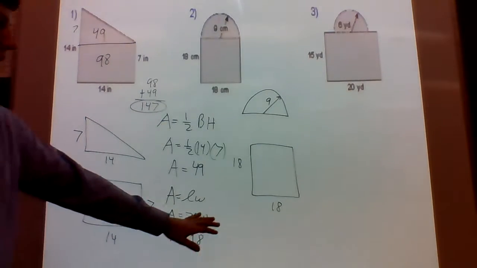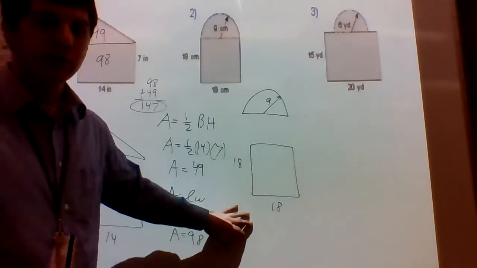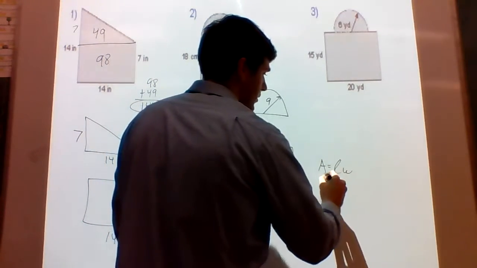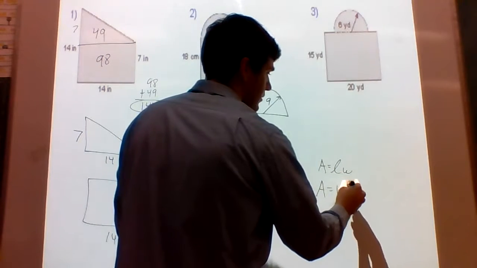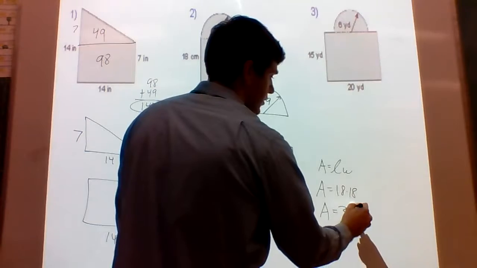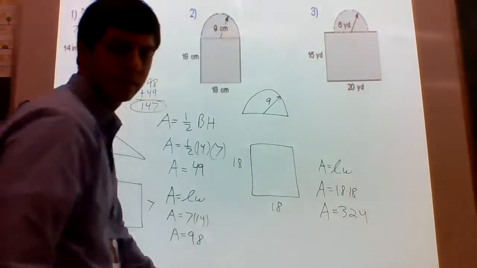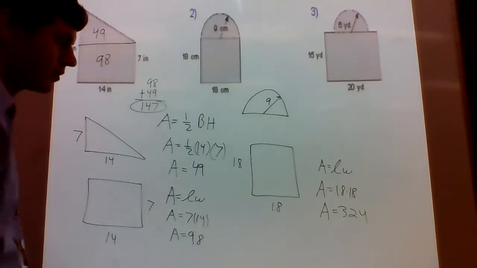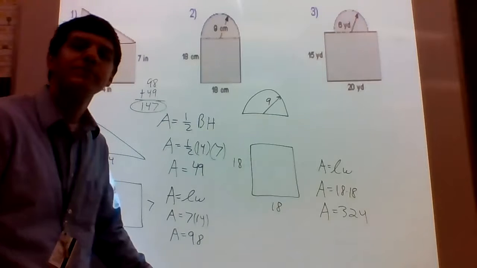So let's start with the area of the rectangle. We know the area of a rectangle is length times width. So area is going to equal length times the width. So it's going to be 18 times 18, which is going to be 324, I believe. Just want to make sure. I knew it was, we'll just double check. 324.